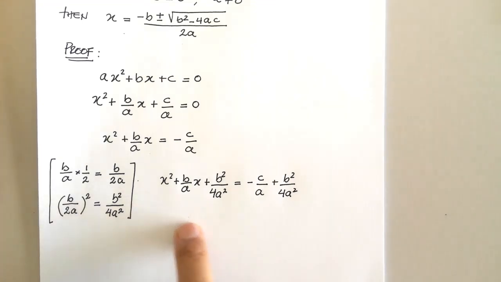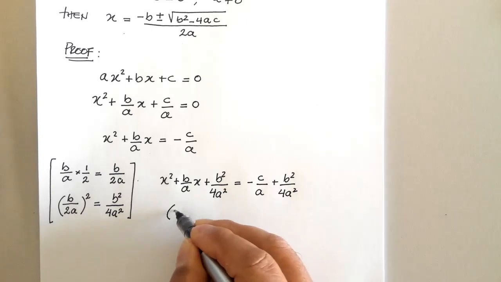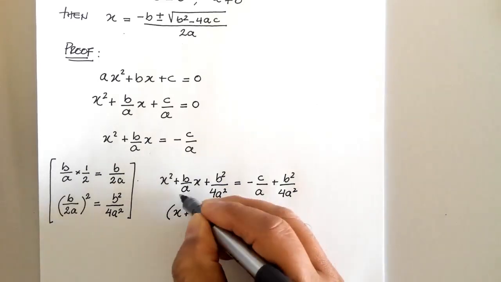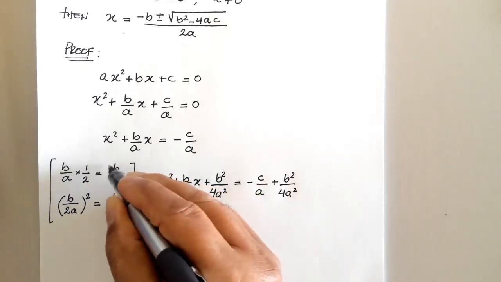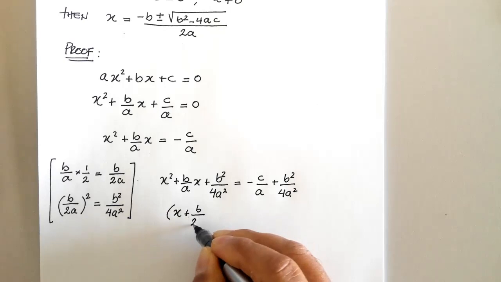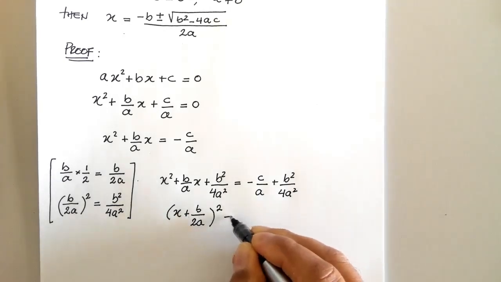We know that this trinomial is now a perfect square. And here we always do x plus this divided by 2, which is this. So we put x plus b over 2a, all squared, equals.